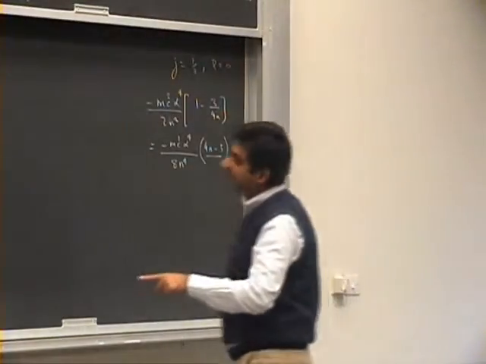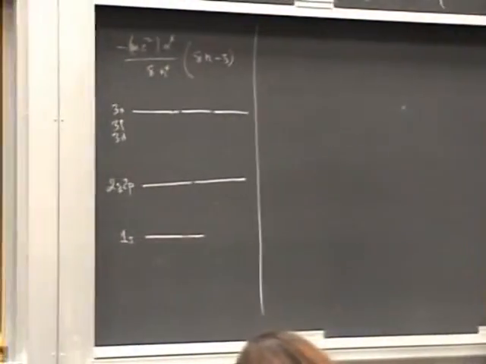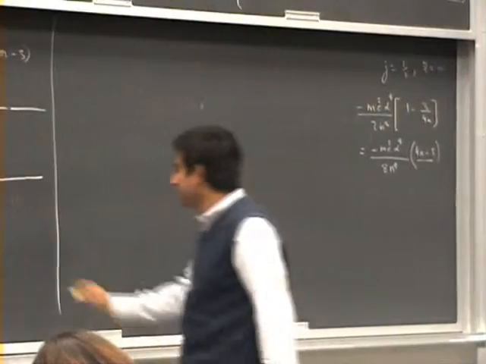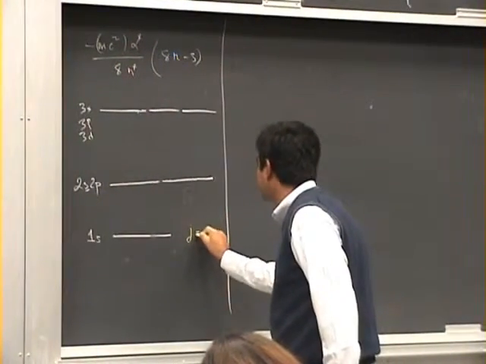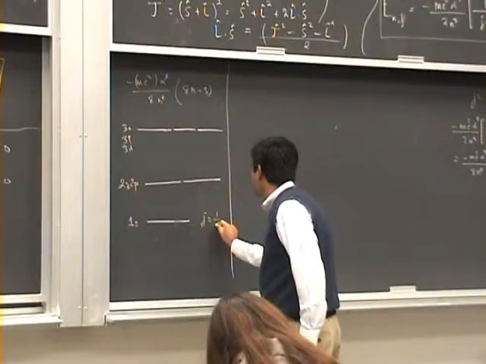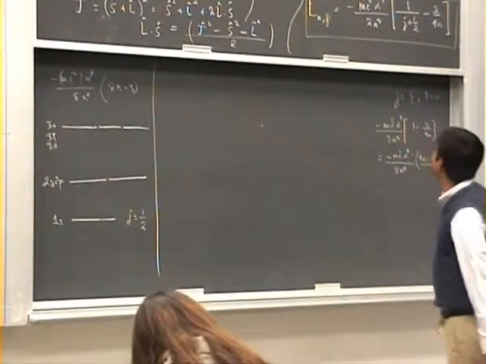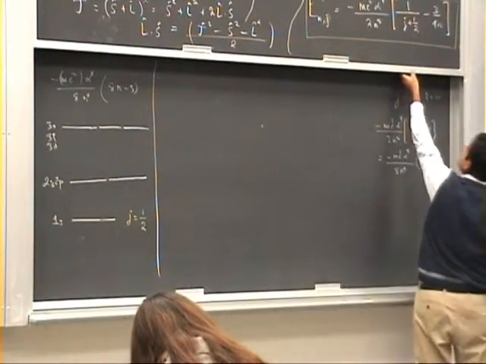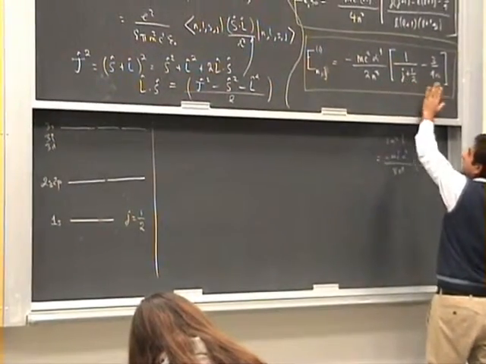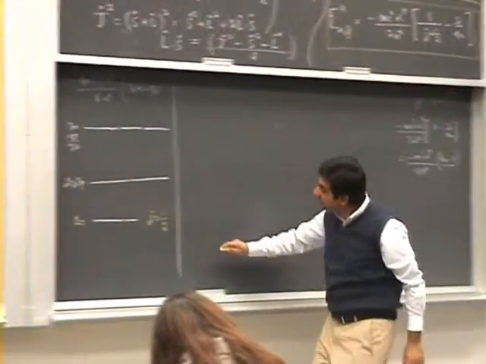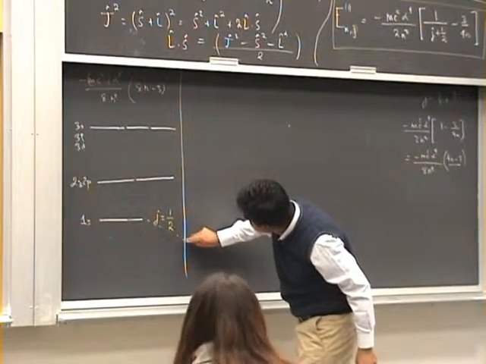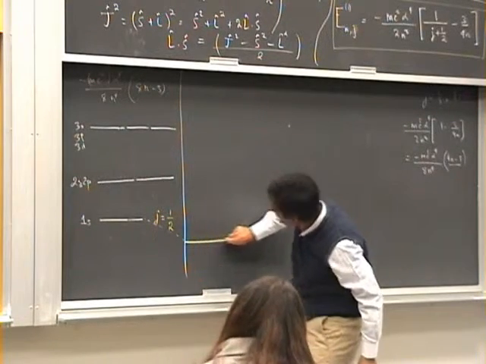Now if you have 1s, 1s corresponds to a value of j given by 1/2. So this level is going to shift down if you put j equals 1/2 here, n equals 1. This level is going to shift down by some value.